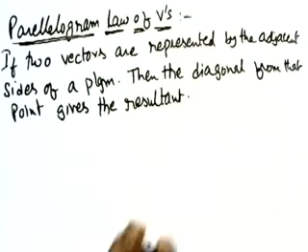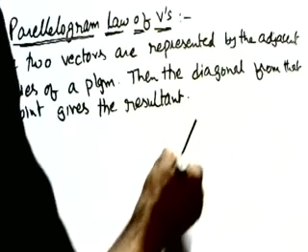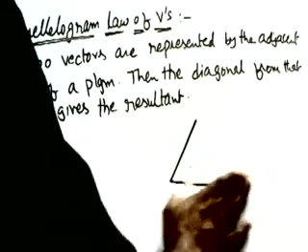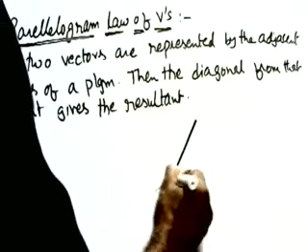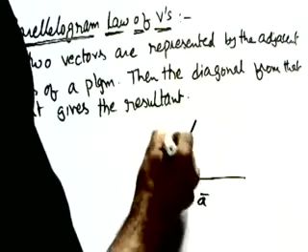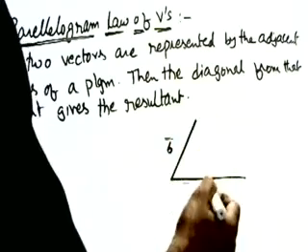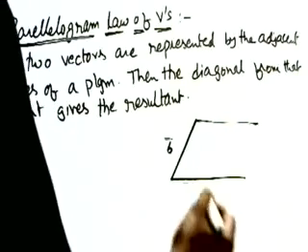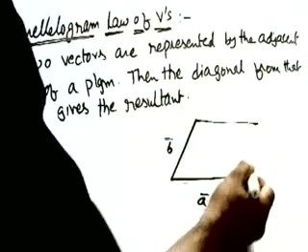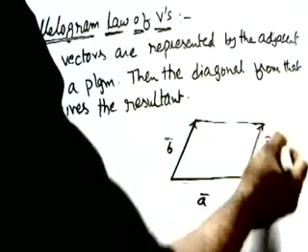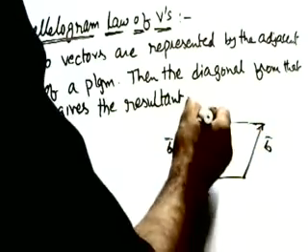One more law is there, the parallelogram law of vectors. You see here, suppose we have two vectors represented by the adjacent sides of a parallelogram. Suppose this is vector A and vector B. Now let me draw a vector parallel to vector A, and draw one parallel to vector B. This is B, and this will also be B.